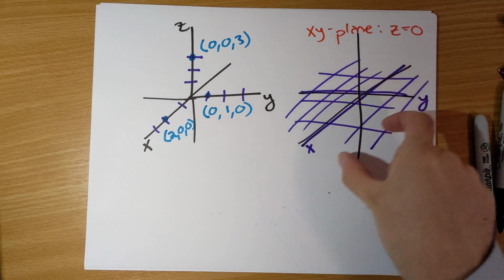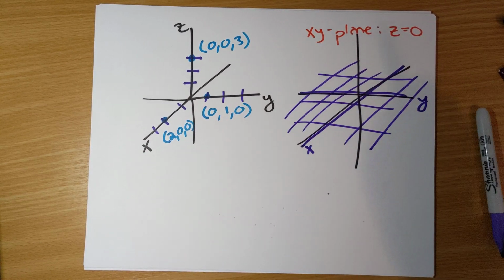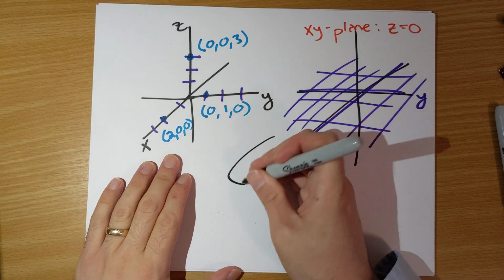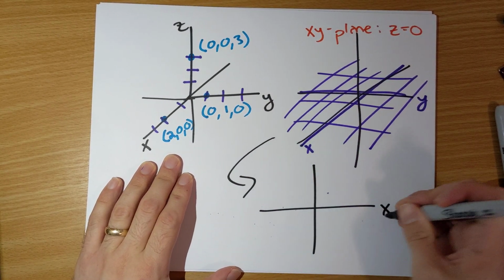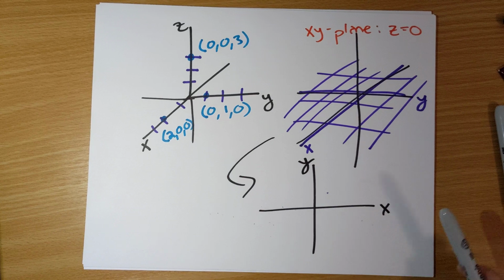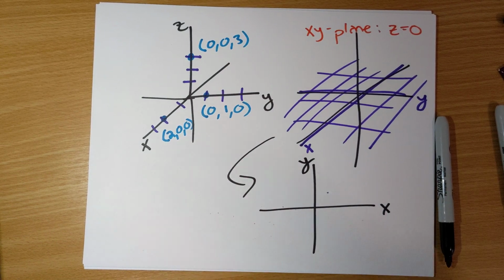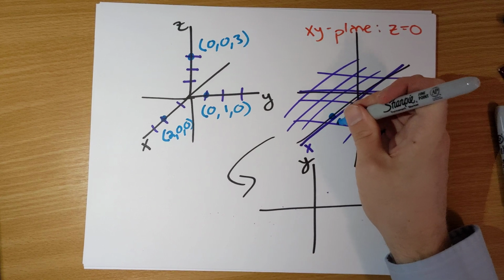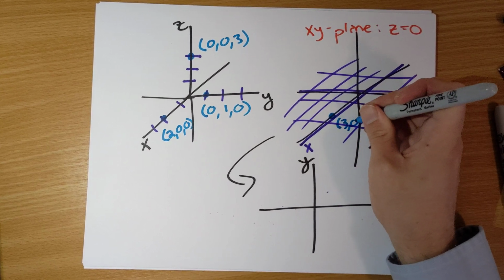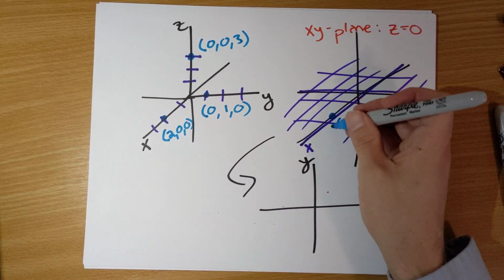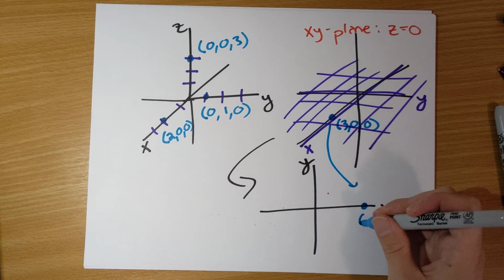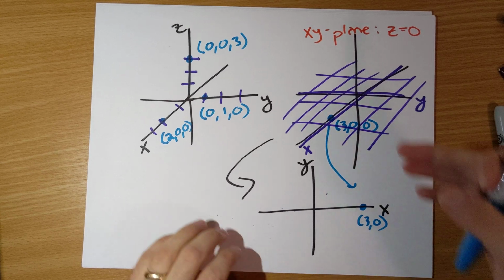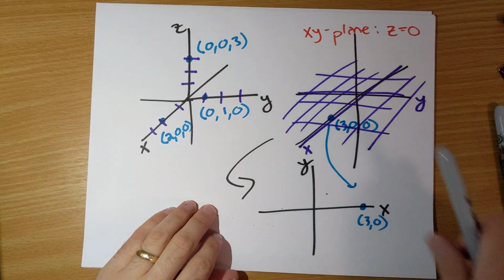So when you think about this, sometimes we'll have the xy plane, z is equal to 0, but we can transform this into the xy plane in 2 dimensions. So for example, this point here might be 3, 0, 0. This would get mapped to 3, 0 in the xy plane. So we have the xy plane.